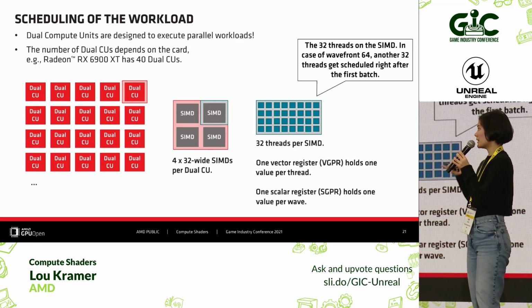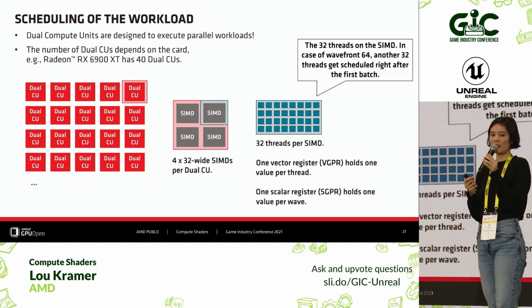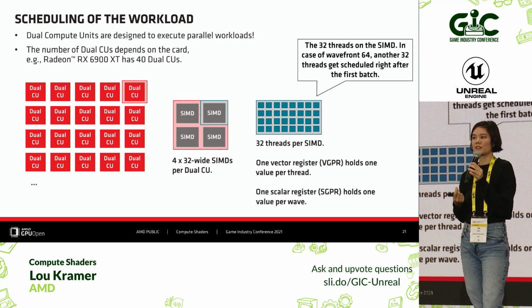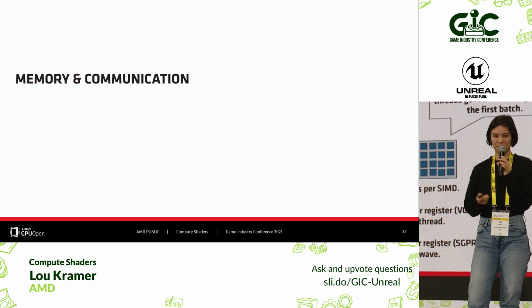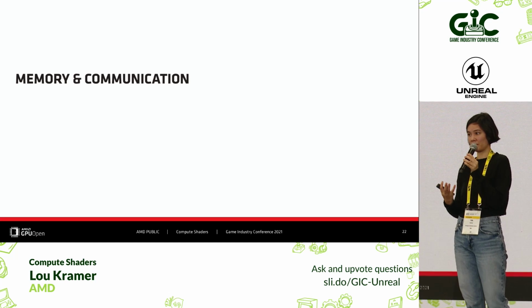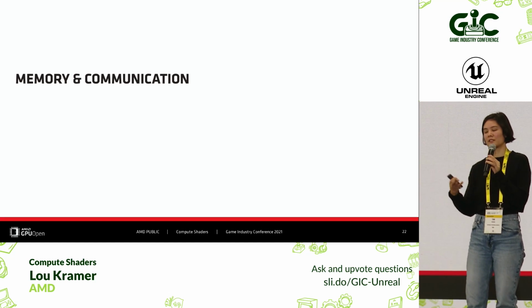This is really important to know, because this has consequences in how threads can communicate with each other, and when they're loading data from memory, how they end up in cache. And this is the next chapter. It's basically talking about memory and how threads can communicate with each other.